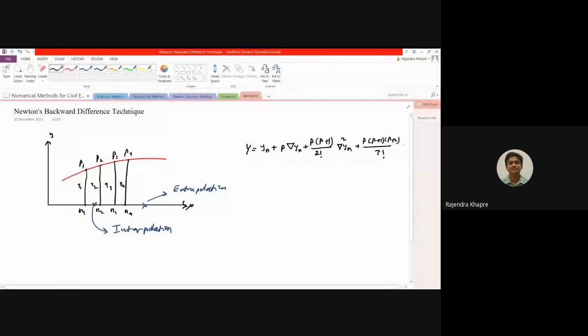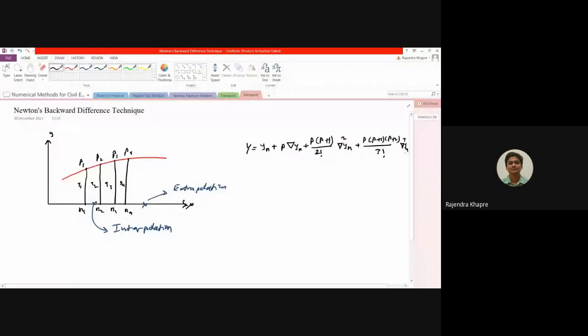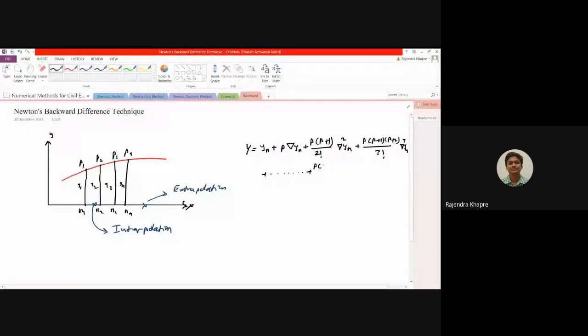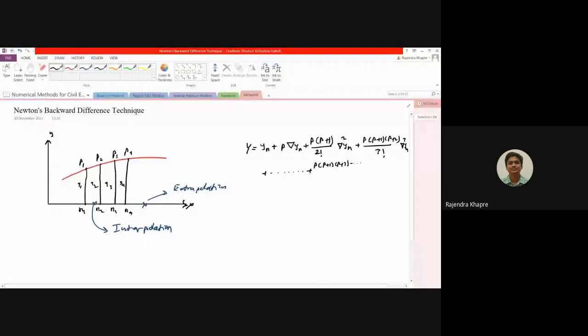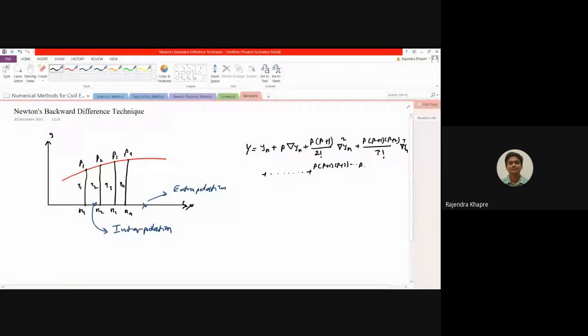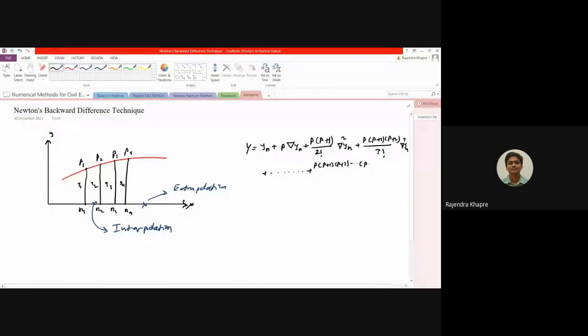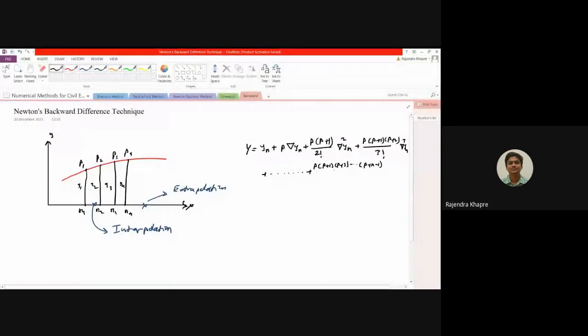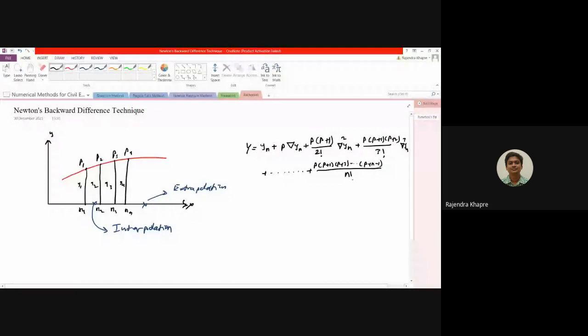Then this will be delta to the power 3 yn, and then the process goes on and on till you have p into p plus 1, then p plus 2, and so on up to p into, in brackets, p plus n minus 1, divided by n factorial, and then delta to the power n of yn. So a similar kind of equation is there for the Newton's backward difference method.